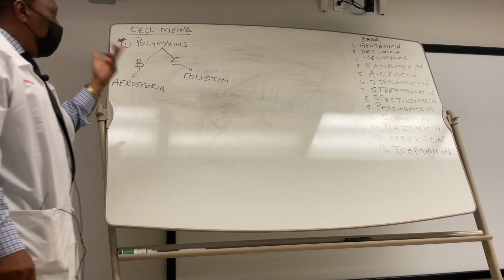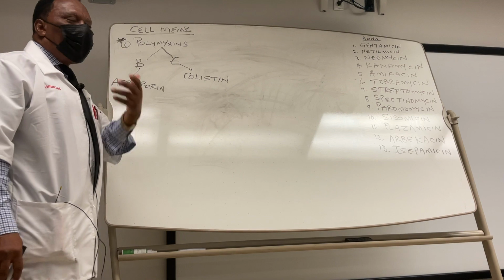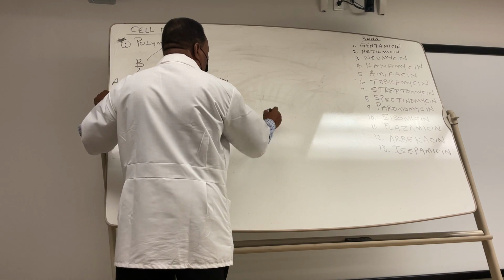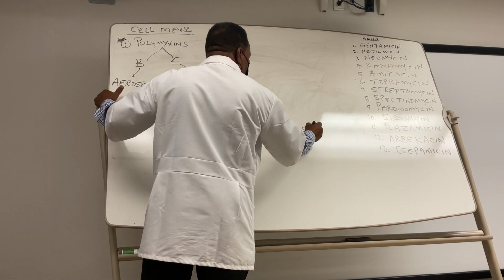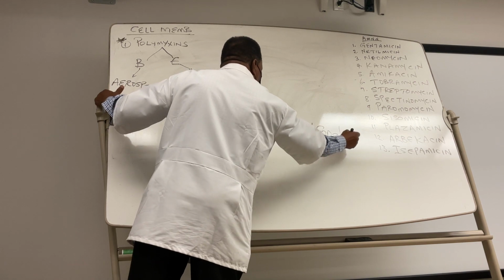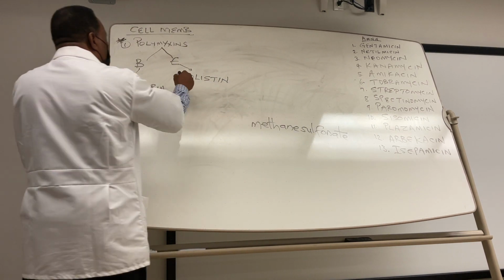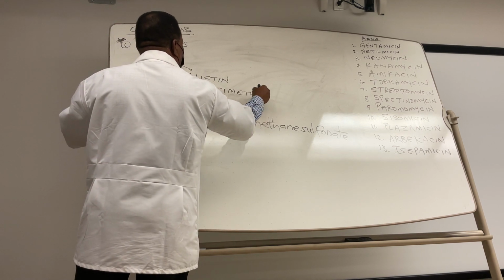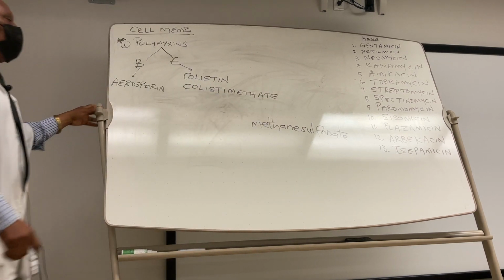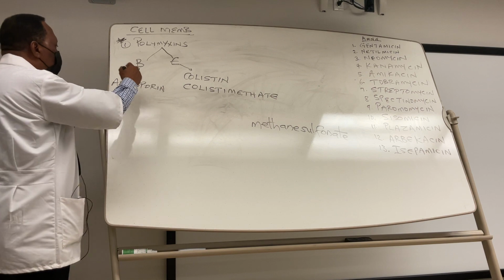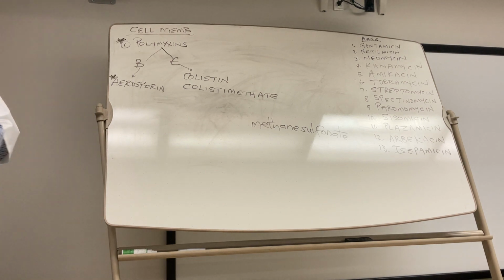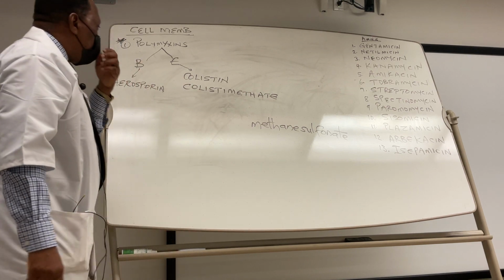And you have a methane sulfonate derivative of colistin, which is colistimethate. So the one that we will take as the main agent to discuss will be your polymyxin B, which is aerosporin. We'll just say something about colistin and colistimethate.